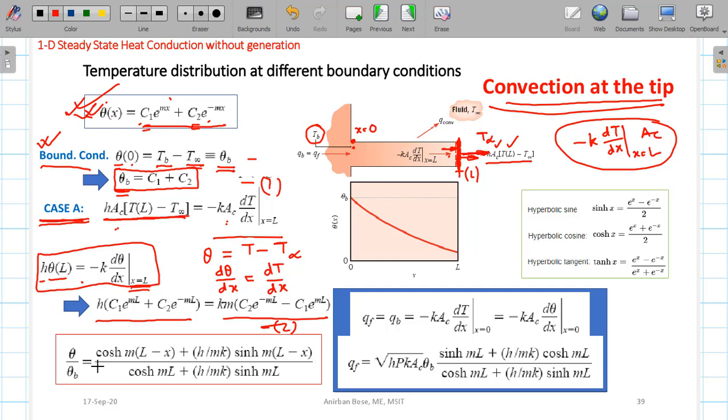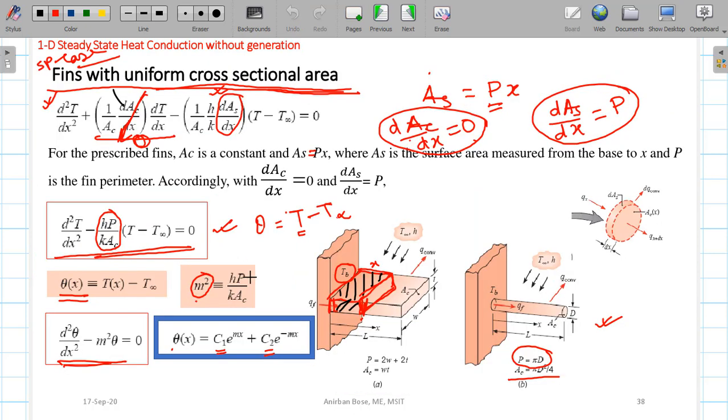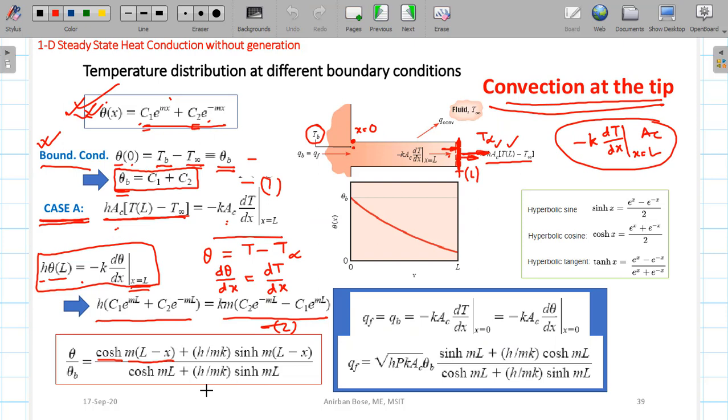You will get that theta by theta b is equal to cos hyperbolic m into (L minus x) plus h divided by mk, over the same with L. Here cos h means cos hyperbolic. Remember what m we have earlier defined. If you see this, this is m square. So m is basically square root of hP by kAc.